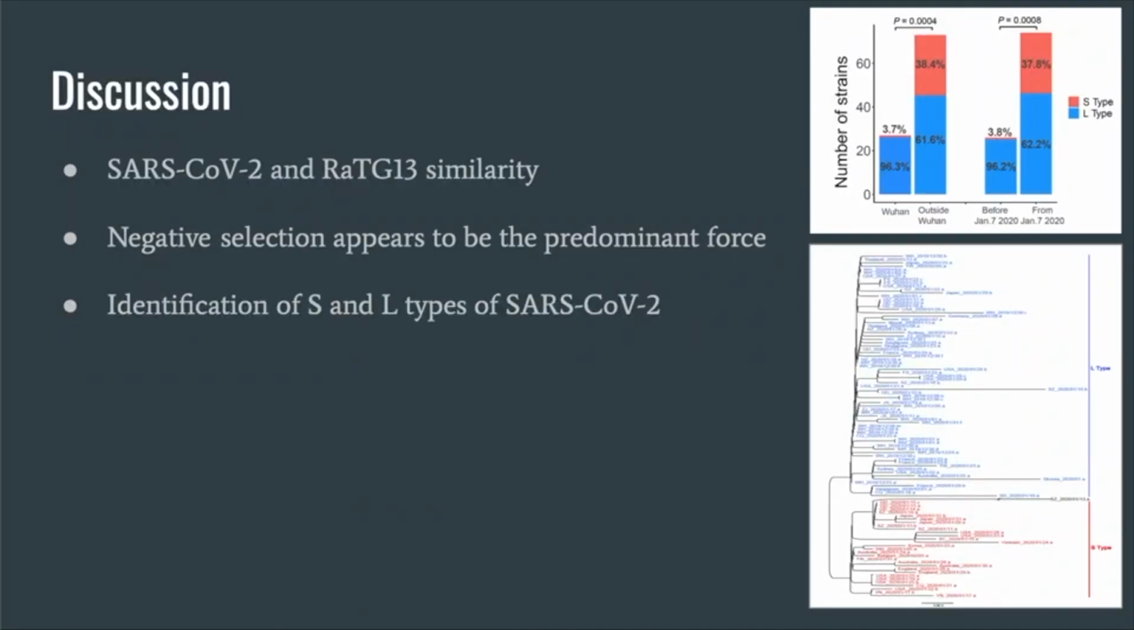Okay, so now we'll get into the discussion of the study. While SARS-CoV-2 was found to be closest in relation to the RATG13 virus, this difference is underestimated when synonymous and non-synonymous sites are not separated. This is because non-synonymous sites undergo more negative selection than synonymous sites.